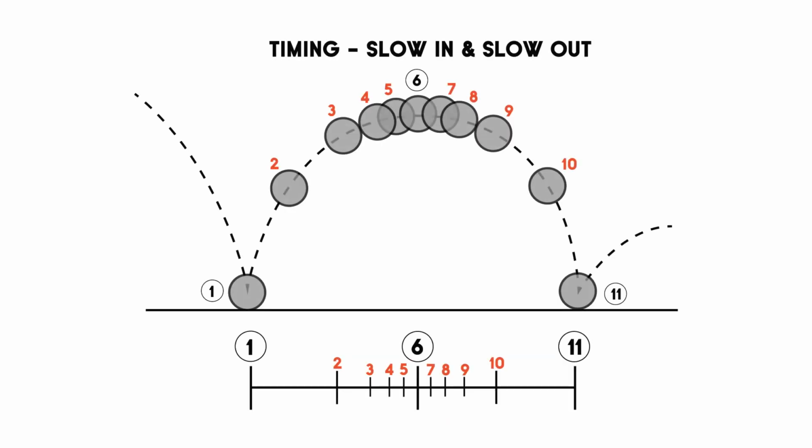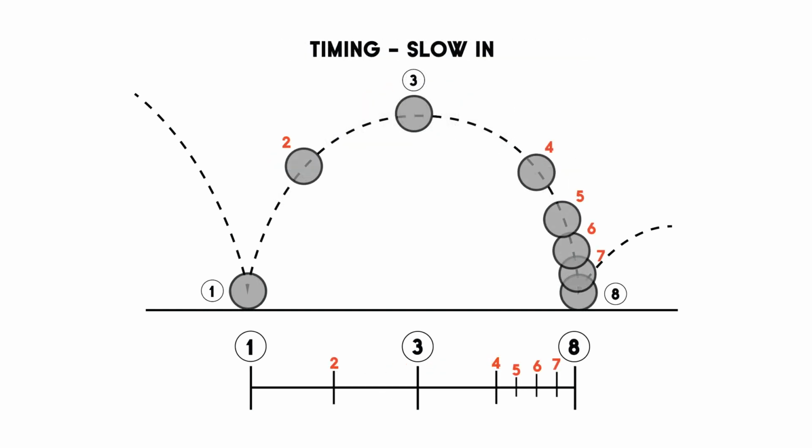To make it easier to understand, here I created 3 graphs. We have the example of slow in and slow out, with its animation and the spacing table. Then we have the example of slow in, also with its spacing table.